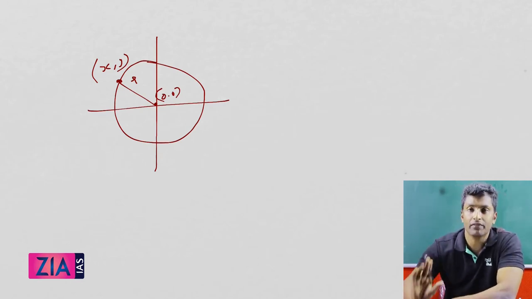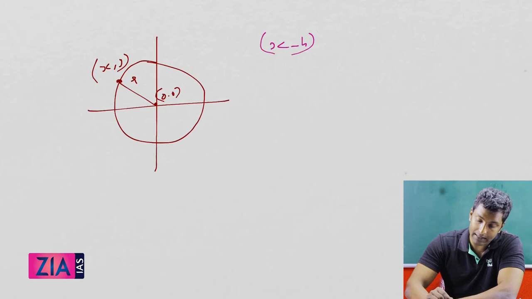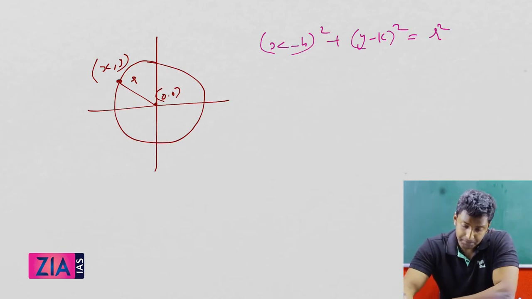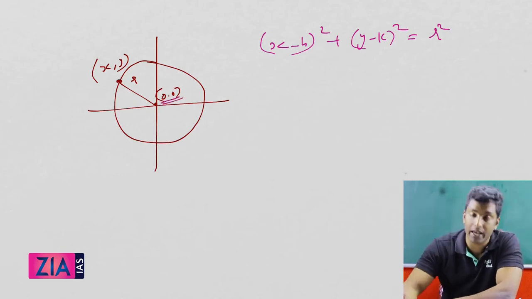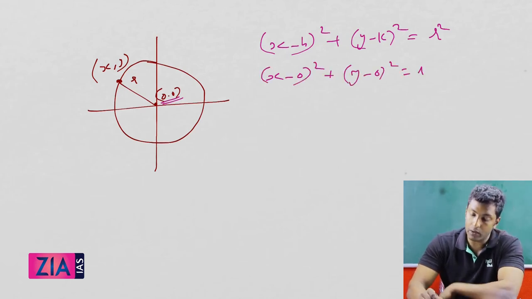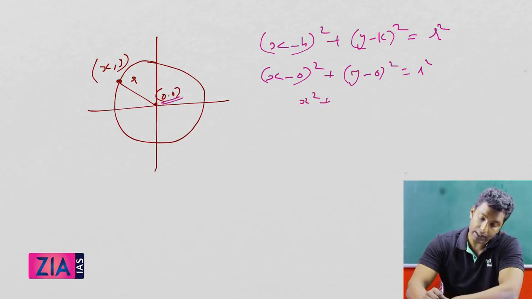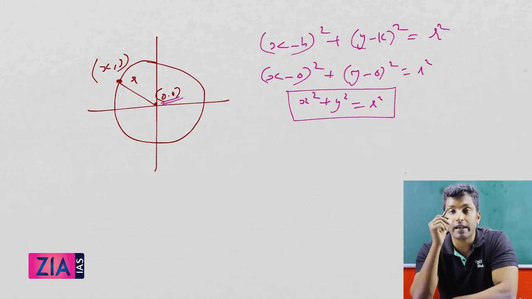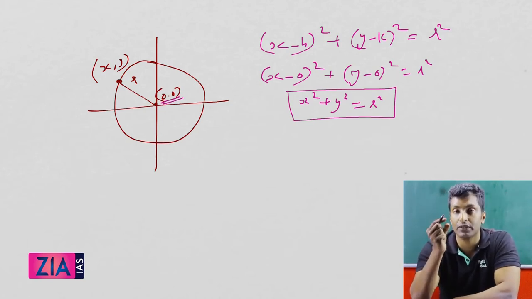See, the general equation we understood, that is (x − h)² + (y − k)² will give you r², right? Now here we clearly know h equals 0 and k equals 0. So x minus 0 squared plus y minus 0 squared equals r squared, which will give you x² + y² = r². What is this? x² + y² = r² is the equation of a circle having its center at the origin.